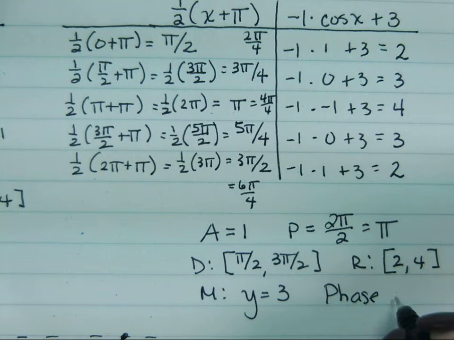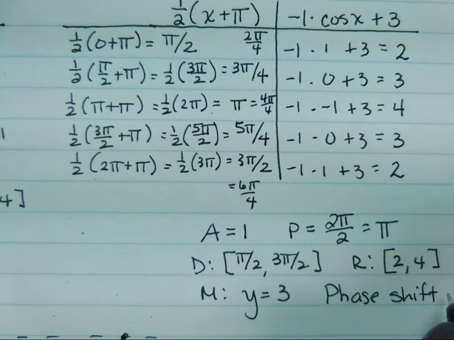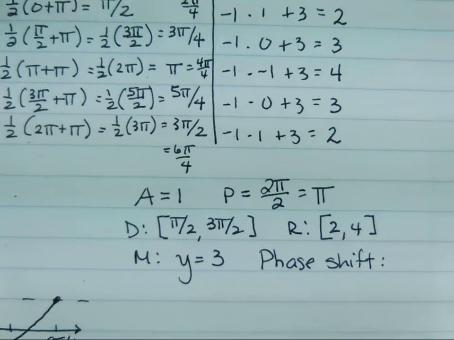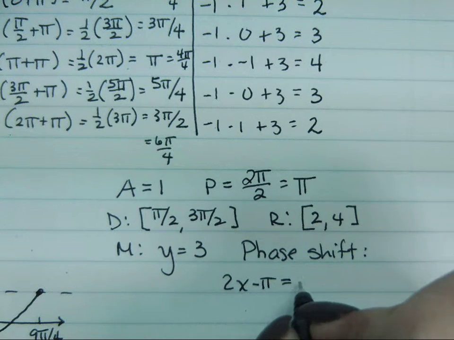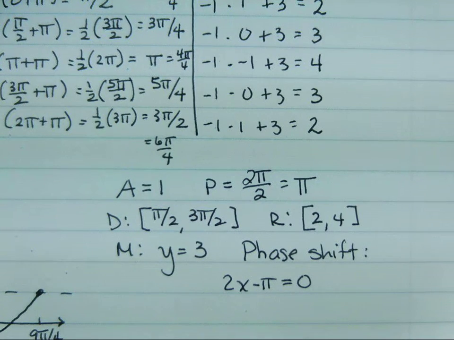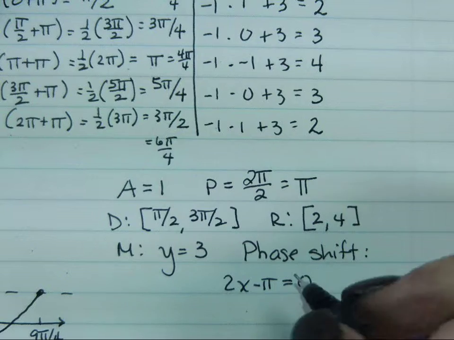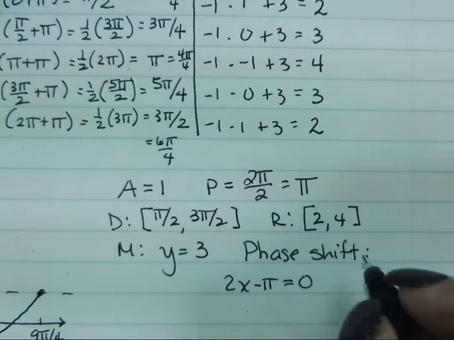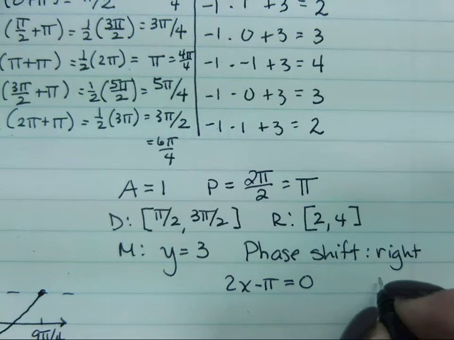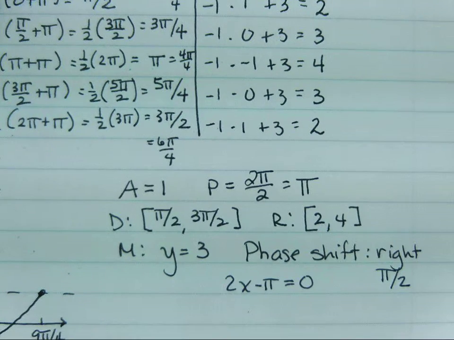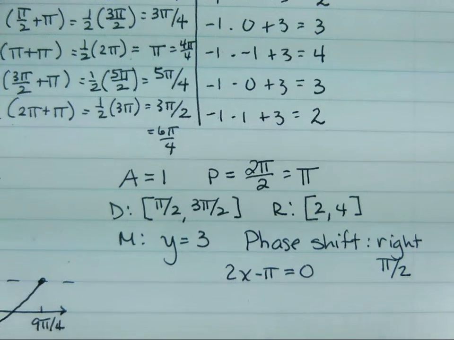And for my phase shift, if I'm not sure, again, I want to go and set everything that was inside those parentheses equal to 0 and solve. And so what is going to happen with my phase shift, it's going to end up being a right shift by pi over 2 when I solve. Right. So let's graph those.